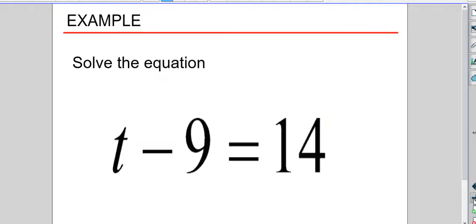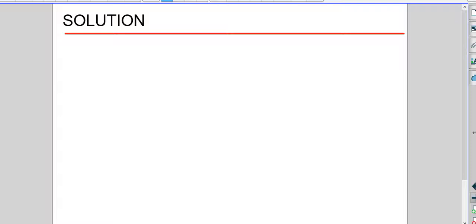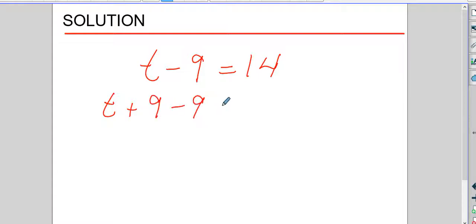All right, let's take a look at the next one. So this one here, t minus 9 equals 14. Again, you can ask yourself, what minus 9 equals 14? Or we will use our opposite operations to figure it out. So I'm going to rewrite the equation, okay? And as we said before, when we have subtraction, the opposite of subtraction is addition. So I'm going to write t plus 9 minus 9 equals, again, what you do to one side, you do to the other. So in this case, we're adding 9 to both sides.